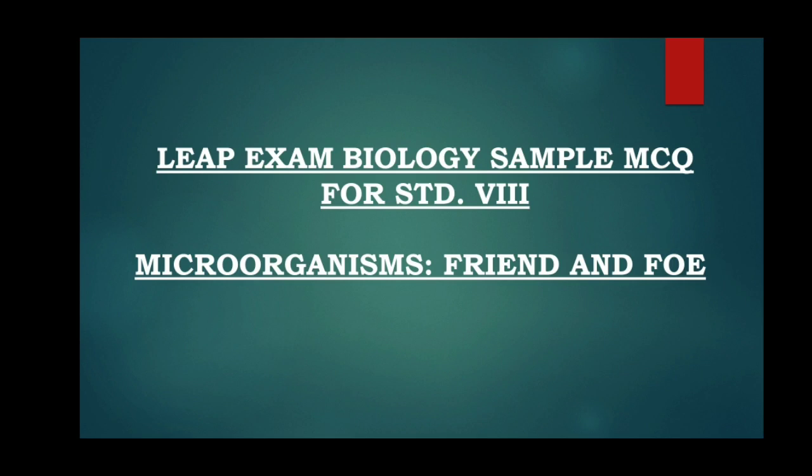So, dears, as you know, we have two chapters for the LEAP exam, right? First chapter, crop production and management, and the second chapter, microorganisms, friend and foe. We have already discussed the MCQ questions for the first chapter in the previous video. In this video, we will be discussing the MCQs from the second chapter, that is microorganisms, friend and foe. So let's look into the questions.